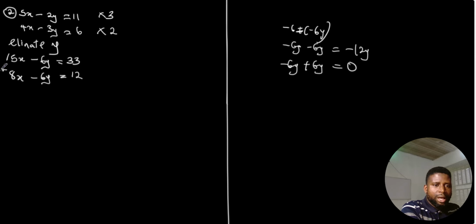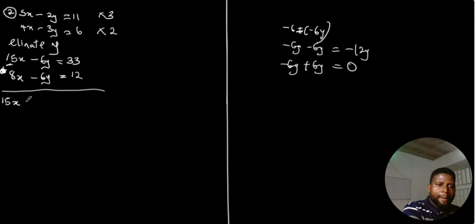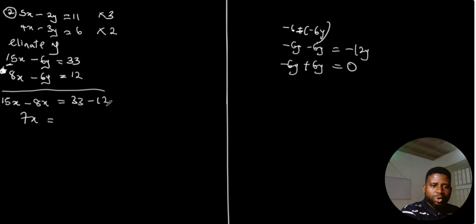So which means instead of adding, we do what? We subtract. Now subtracting, that means we'll have 15x minus 8x, minus 6y minus 6y already became 0. So we have equal 33 minus 12. Now 15x minus 8x will give us 7x equal 33 minus 12 is equal 21. So we can find the value for x. Divide both sides by 7, and then our x will equal 3.